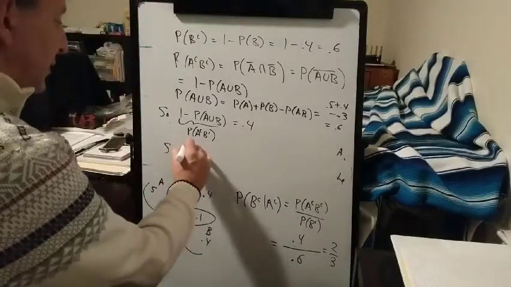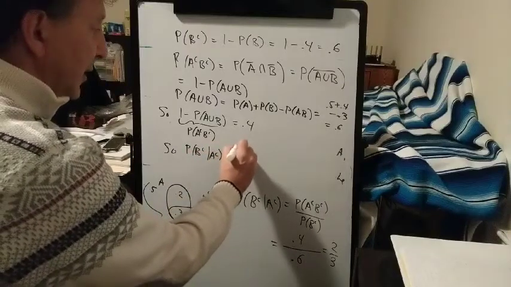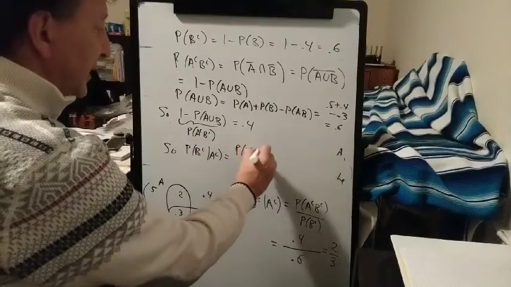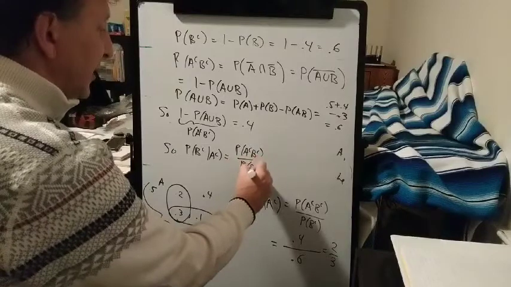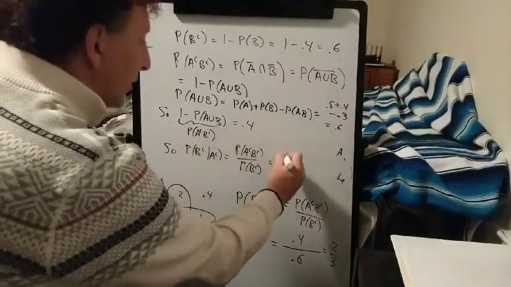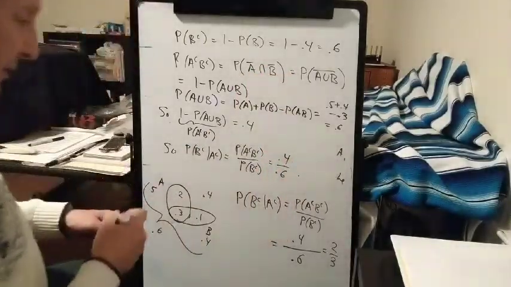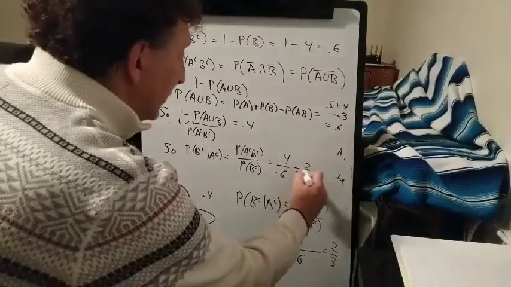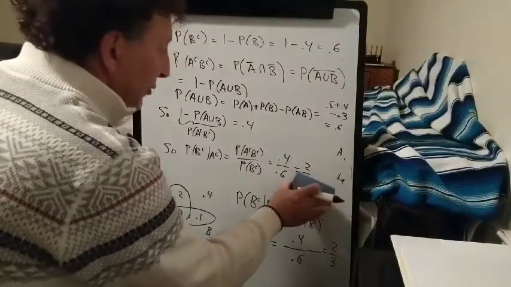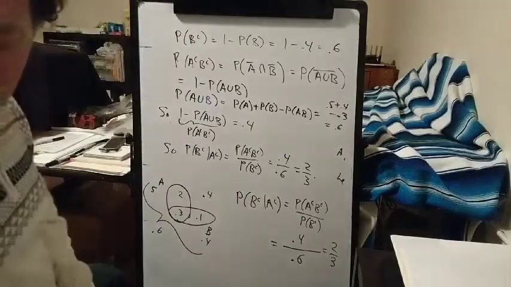So using this formula, probability of B complement given A complement is probability of A complement B complement over probability of B complement, which gives us 0.4 over 0.6, which is the same thing that we got last time, more commonly known as 2/3. The end.